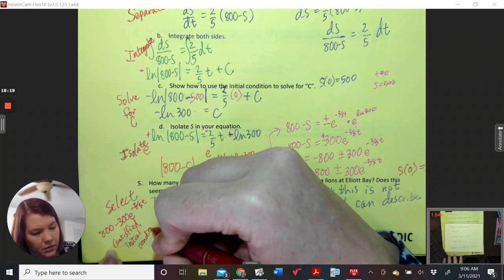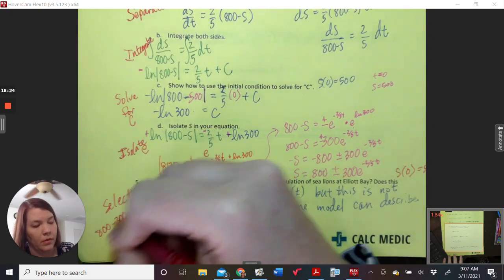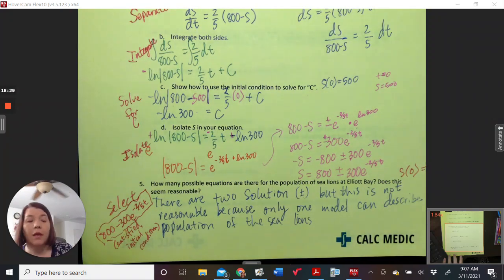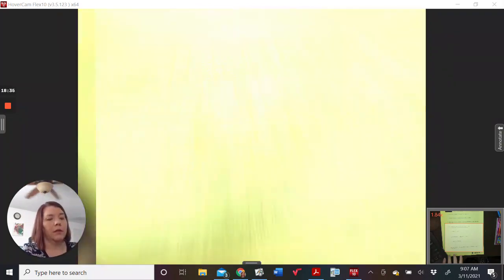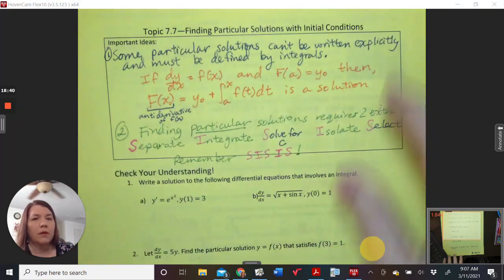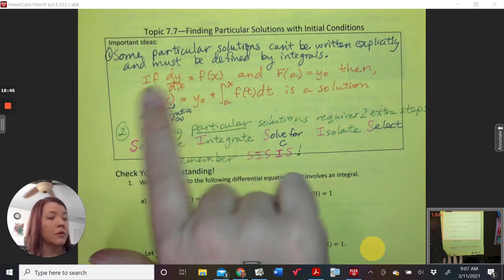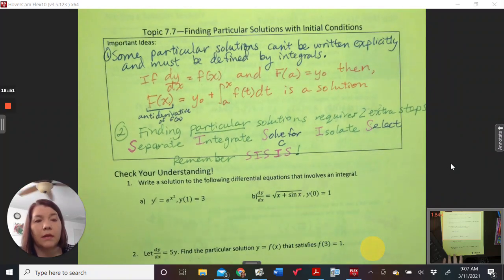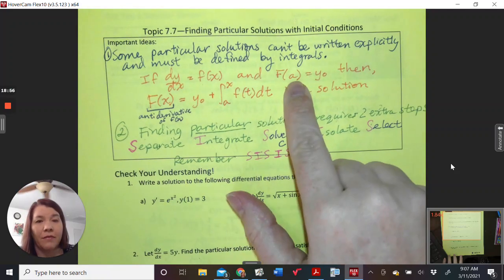Okay. There we go. So last but not least, let's take a look at the particular solution. Topic 7.7, finding particular solutions with initial conditions. Some particular solutions cannot be written explicitly and must be defined by integrals. So if dy/dx equals f of x and f of a equals y of 0, f of a just means that some initial condition was given.